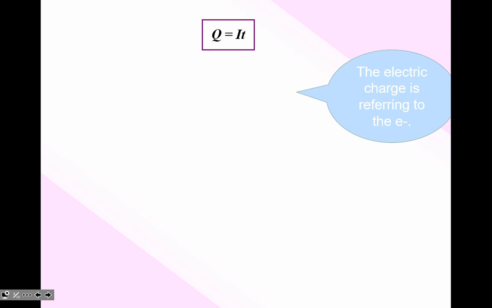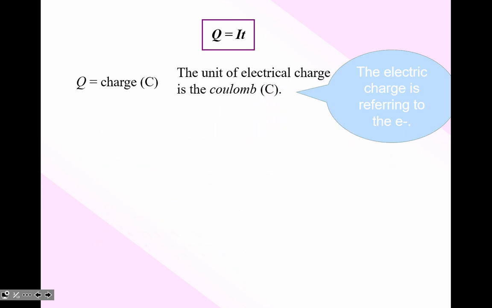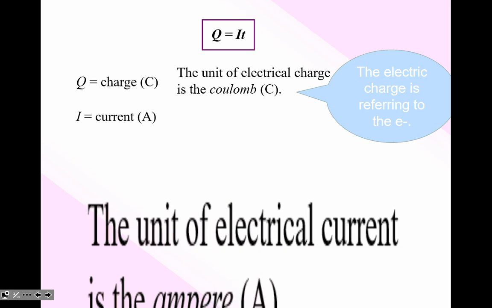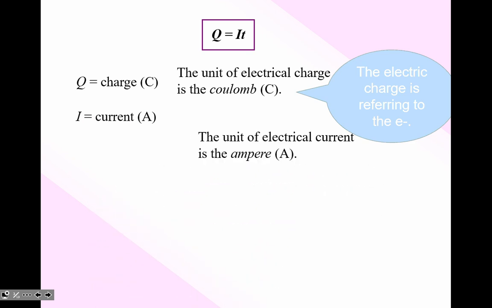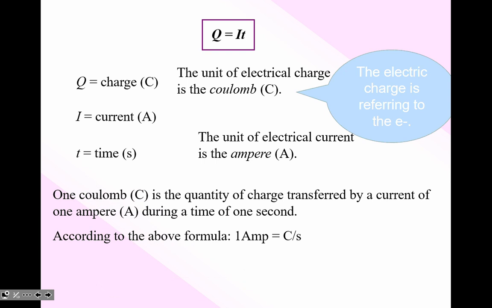Here's a cool formula. Q is equal to IT. Q is the charge, which is in coulombs, and it's the unit of electrical charge, and it's referring to the electrons, kiddos. And I is current, which is measured in amps, but more importantly, if we manipulate the formula, 1 amp is equal to 1 coulomb per second. So 1 coulomb is the quantity of charge transferred by a current of 1 amp during a time of 1 second. So clearly, time is measured in seconds.